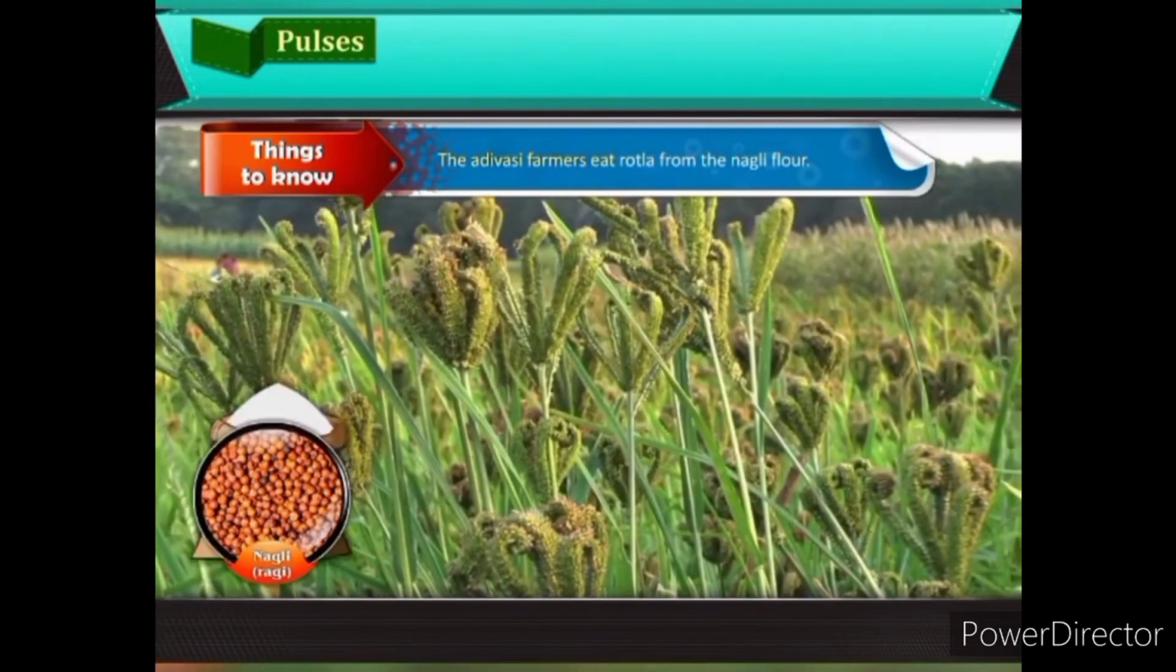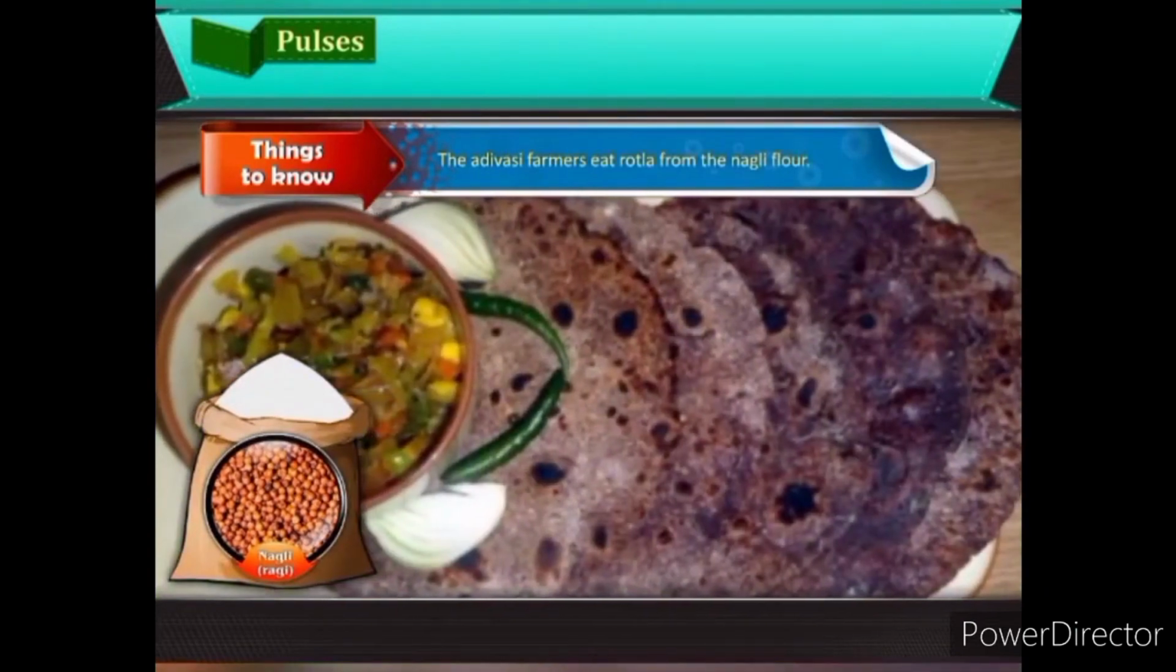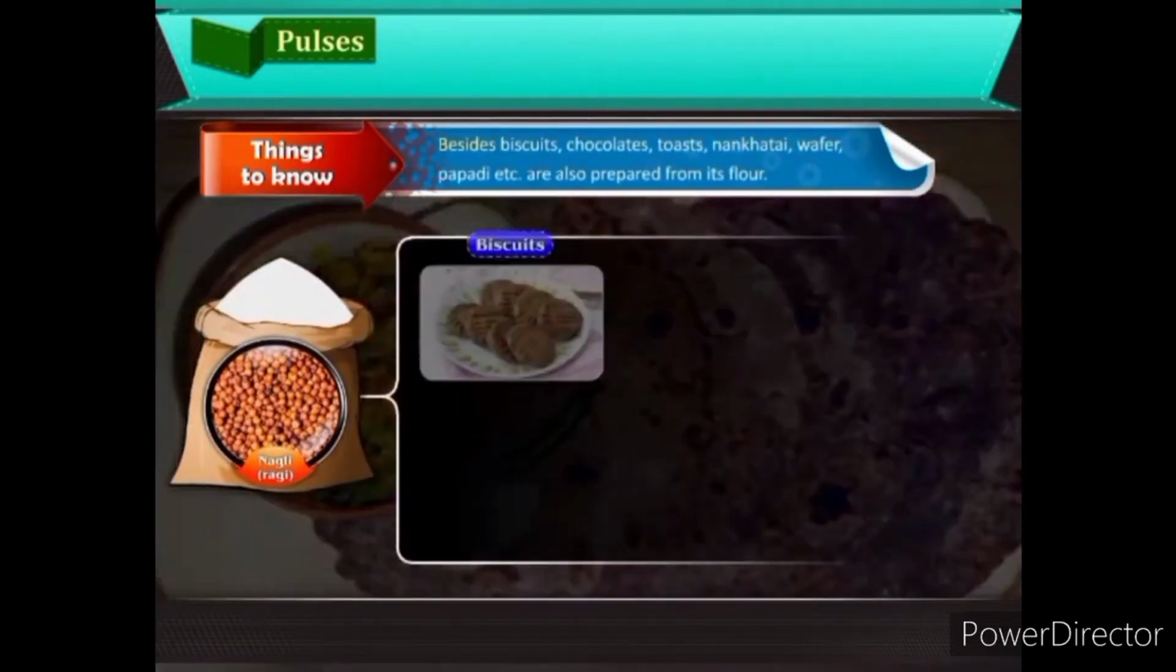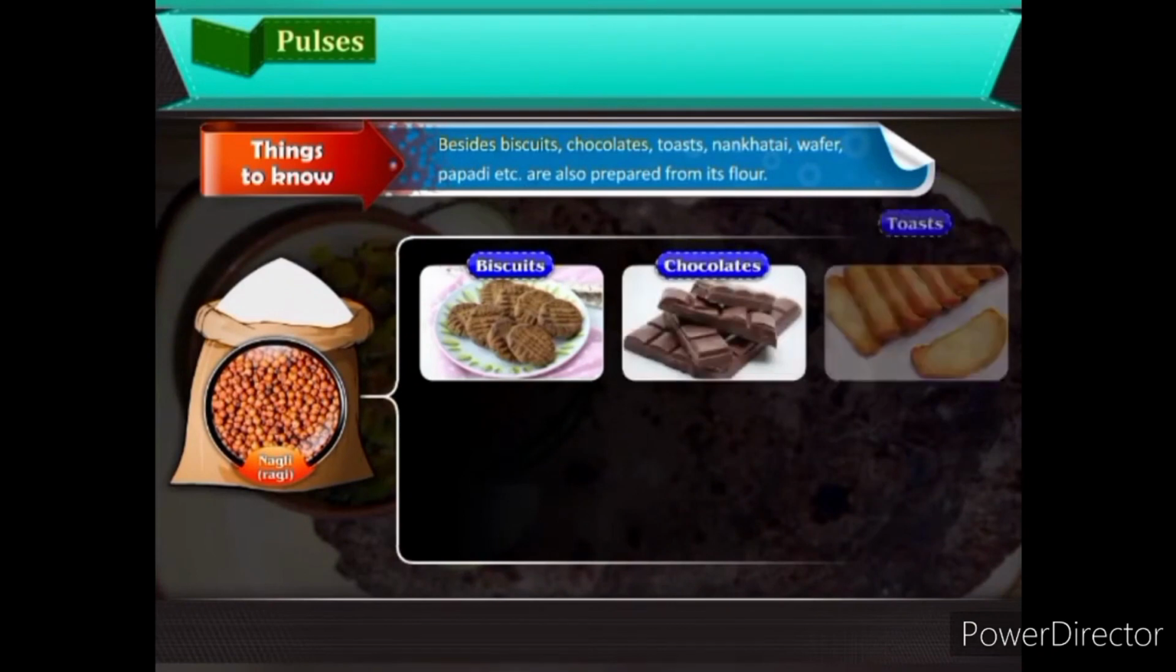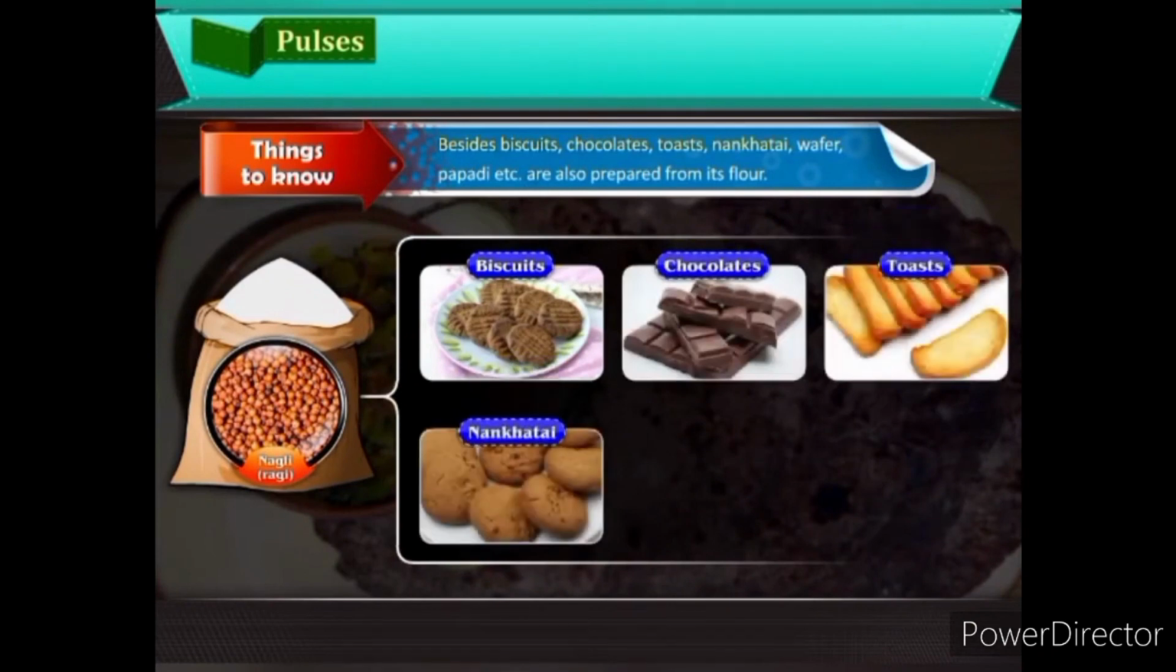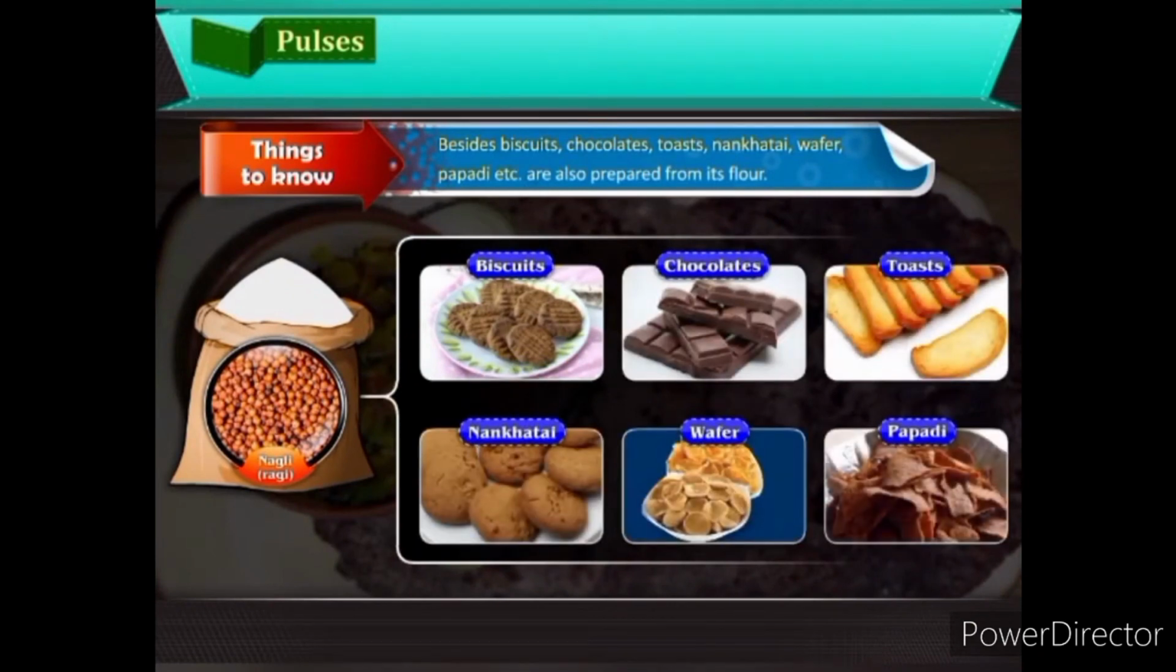The Adivasi farmers eat rotla made from Nagli flour. Besides, biscuits, chocolates, toasts, nankatai, wafer, papadi, etc. are also prepared from its flour.